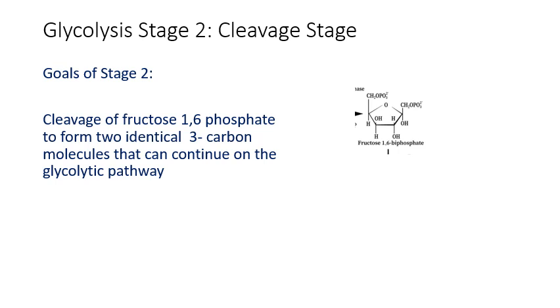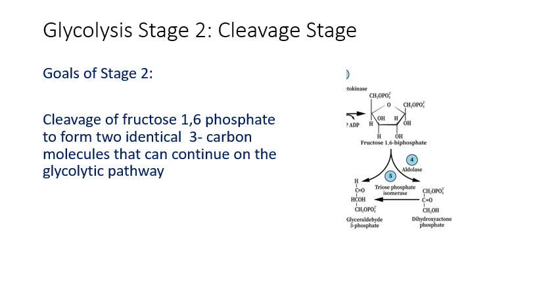In step 4 of the entire process, fructose 1,6-bisphosphate is cleaved into two 3-carbon molecules that you see there, dihydroxyacetone phosphate, which is DHAP, and glyceraldehyde 3-phosphate, which we call GAP. And you can see that glyceraldehyde 3-phosphate can continue on through the process of glycolysis.